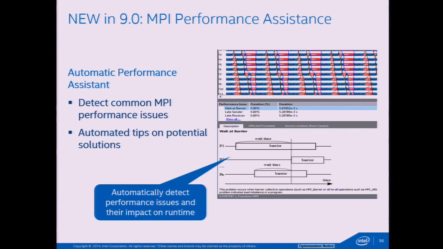So for example, in this particular example, it's detected that you might potentially have something called wait at barrier. A barrier is not an MPI barrier, it's just some sort of synchronization point. It seems like some processes are arriving at the synchronization point earlier than others, and so it causes some of this idling time. So doing a better job of balancing the work between the ranks will help here.